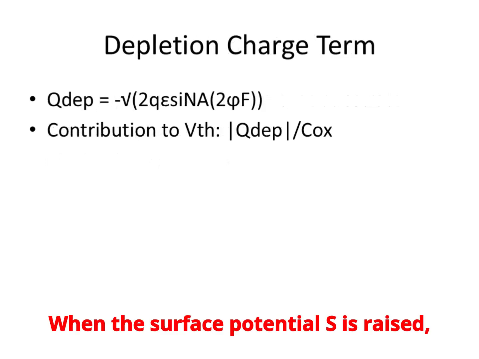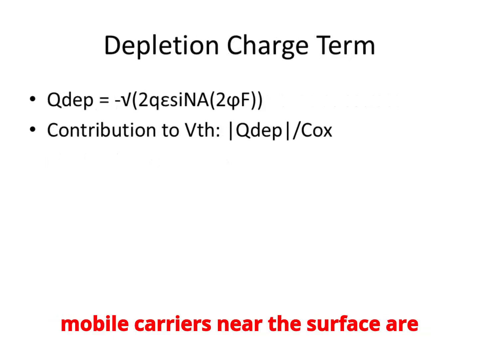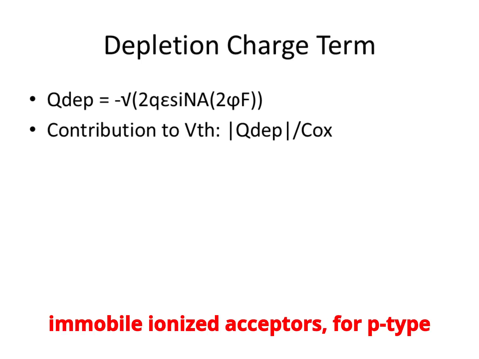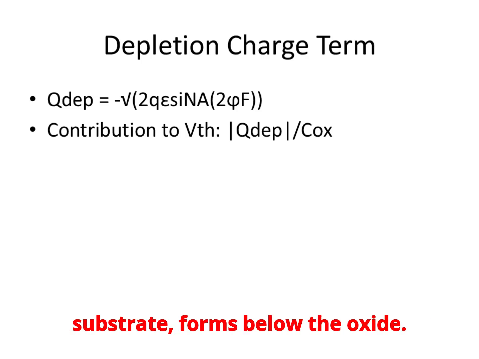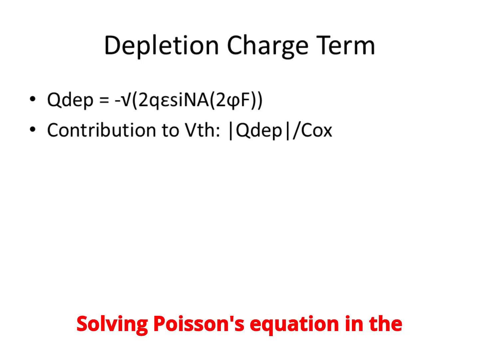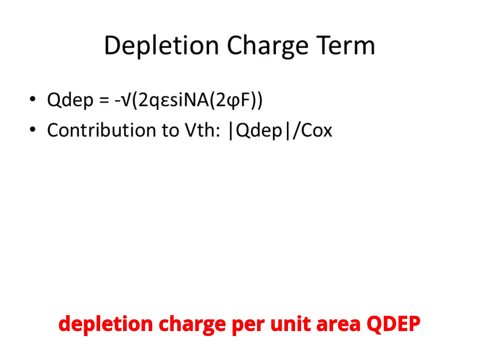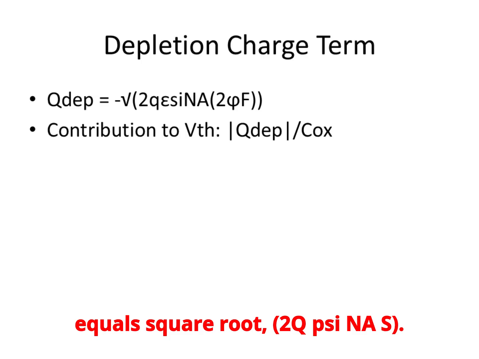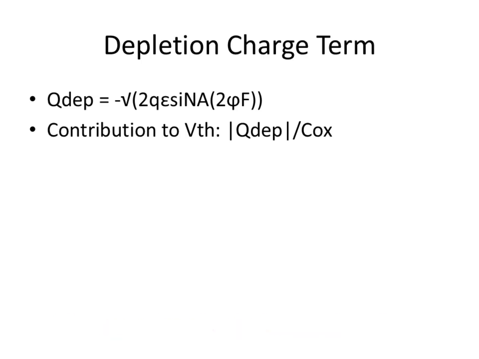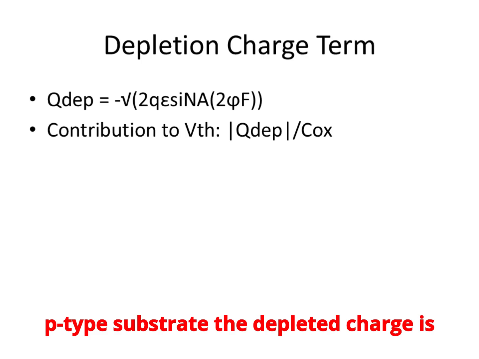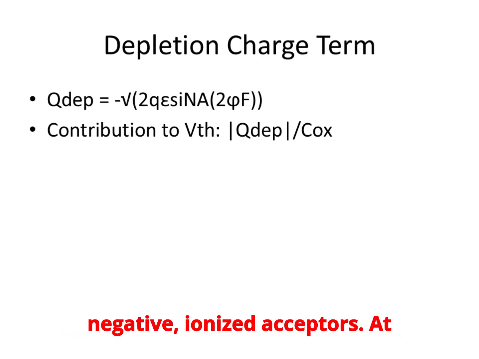When the surface potential ψS is raised, mobile carriers near the surface are repelled and a depletion region of immobile ionized acceptors, for a P-type substrate, forms below the oxide. Solving Poisson's equation in the depletion approximation yields the depletion charge per unit area QDEP equals minus the square root of 2 q εSi NA ψS. The negative sign indicates that for a P-type substrate the depleted charge is negative, ionized acceptors.